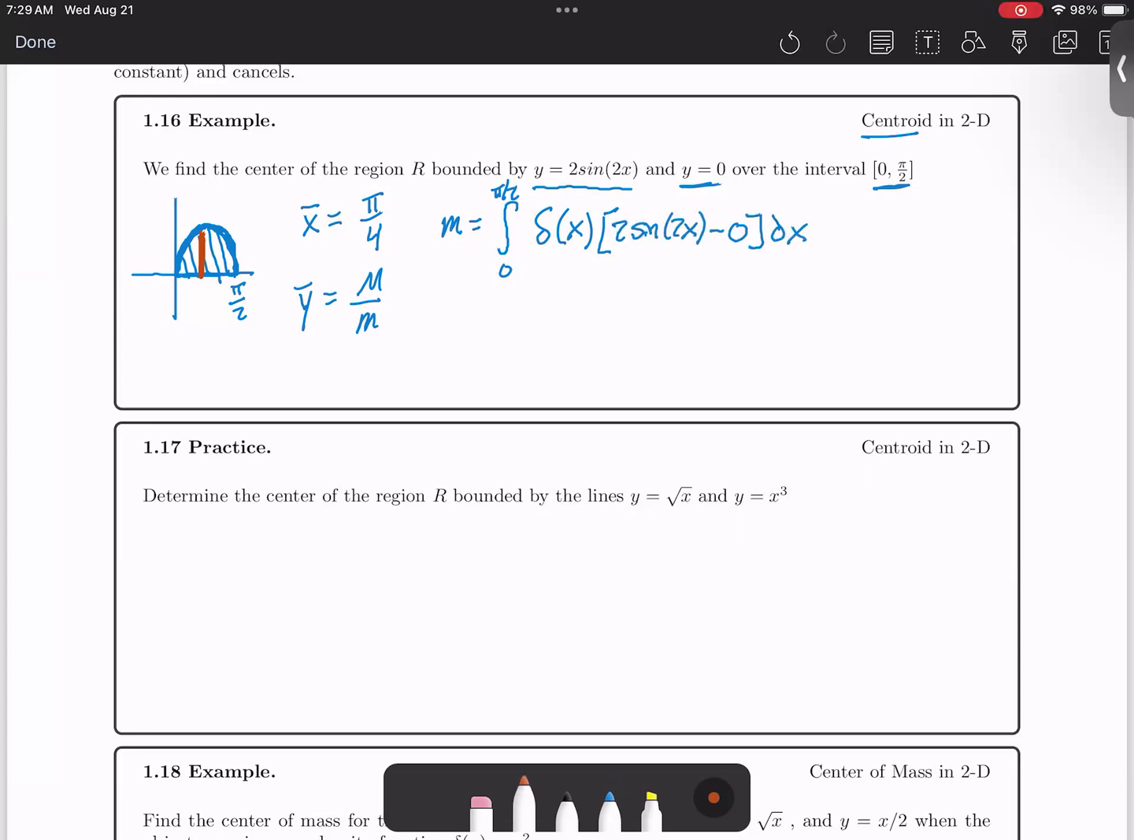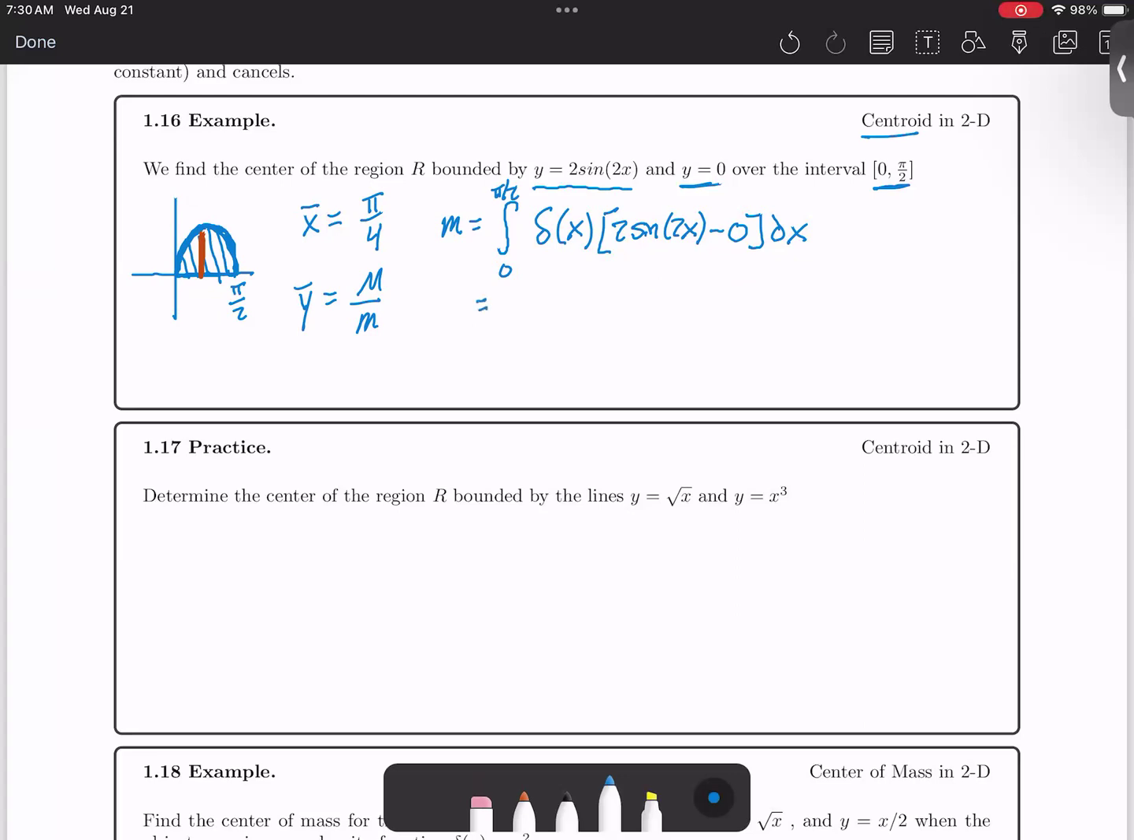So I'll make a small note about this. I'm taking the length of that line, that orange line, and multiplying it by this density function. That kind of gives me the density of that orange line. And then I'm going to integrate that density across from 0 to pi over 2 to find the total mass. So that's why the integral looks the way it does.